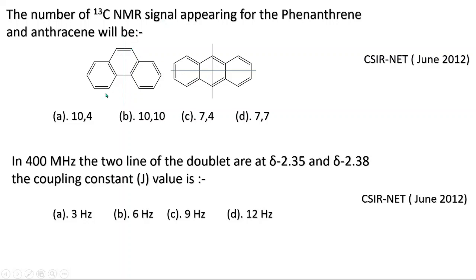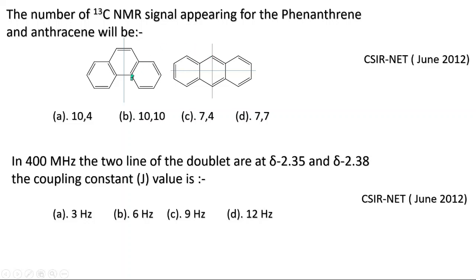So if you calculate now, you have to calculate from one part only, and the rest of the part will be the same because these two are chemically equivalent. That's why they will have the same signal in 13C NMR. So 1, 2, 3, 4, 5, 6, 7. So this will have 7 signals, and if you calculate for this, 1, 2, 3, 4, this will have 4 signals.